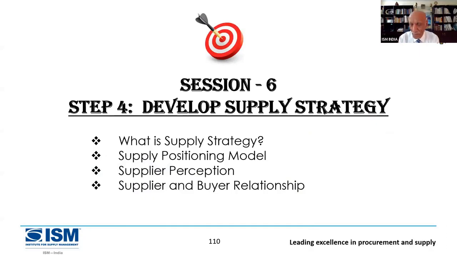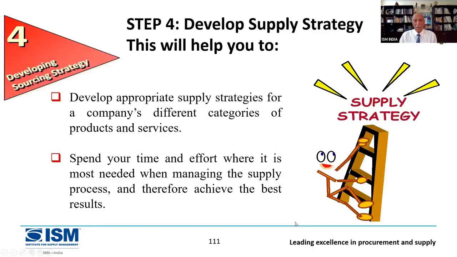Now coming back to strategy. So what is supply strategies? What is positioning model? What is supplier perception? And supplier and buyer relationship. That's what we are looking at as of now. So when we talk about supply strategy, let's see what it says. Different sources, different categories of goods and services. You spend your time and efforts. If you feel I'm wasting my time on this, then you put your efforts where it is most needed.